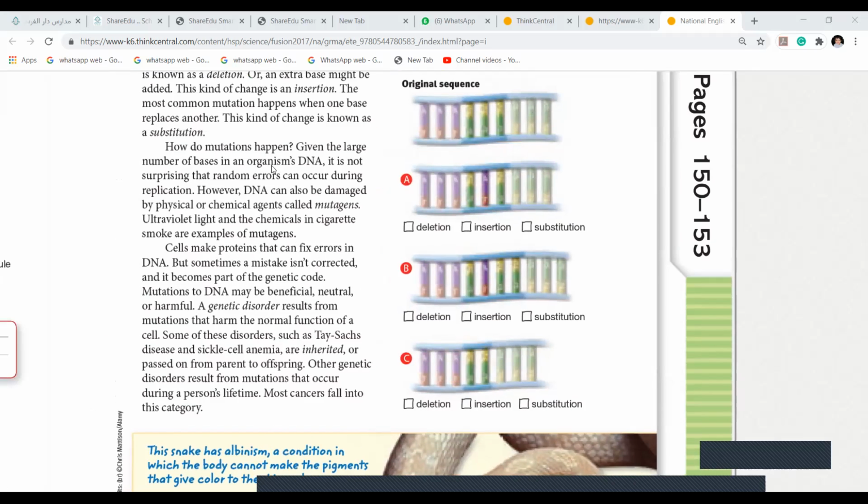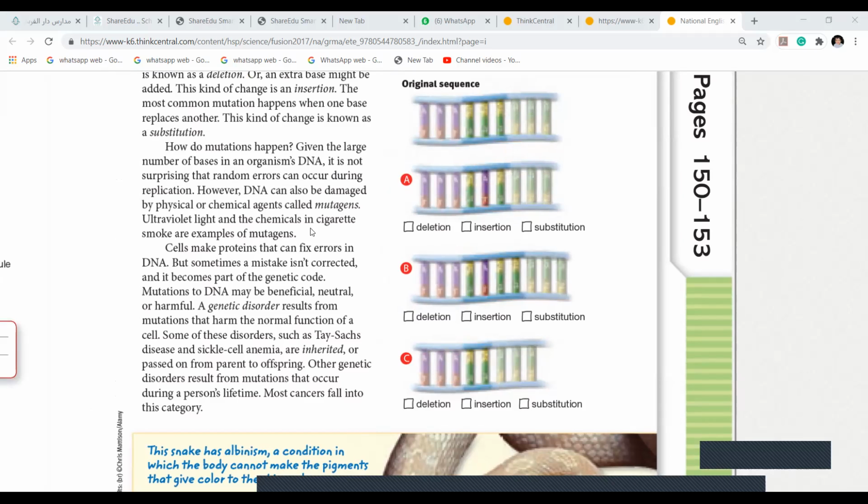How do mutations happen given the large number of bases in an organism's DNA? It's not surprising that random errors can occur during replication. Some errors can occur, but sometimes DNA can also be damaged by some physical and chemical agents called mutagens.